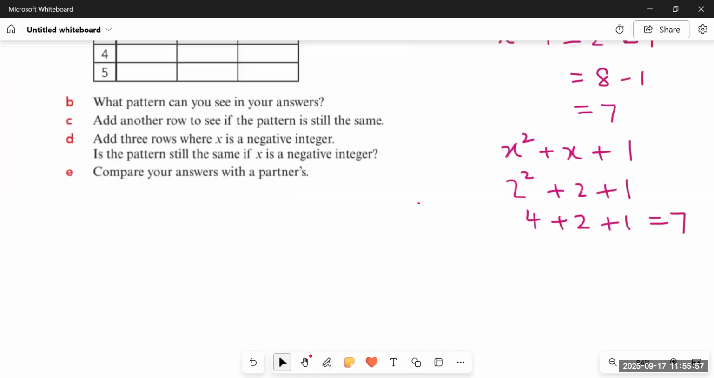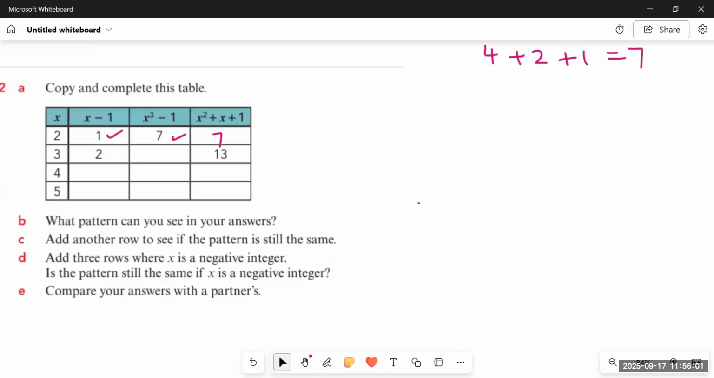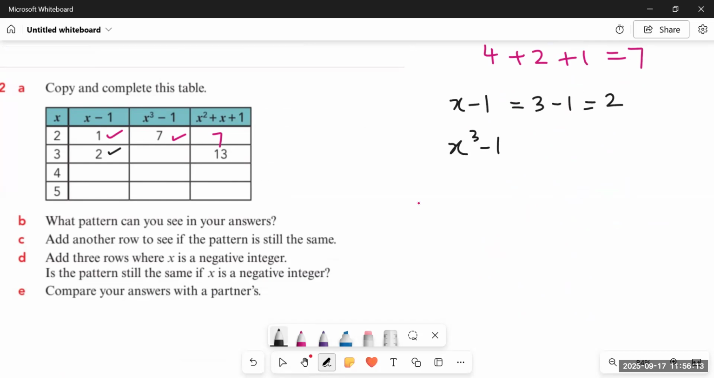Now let's move to the next part. Here we have x is equals to 3. So if x is equals to 3, x minus 1 is equals to 3 minus 1 is equals to 2. It's already been given. And then x cube minus 1 would be 3 cube minus 1. The cube of 3 is 27. 3 3s are 9, 9 3s are 27. Here comes 27 minus 1 is equals to 26 in the second column, and in the third column we are already provided with the value of x squared plus x plus 1 as 13.